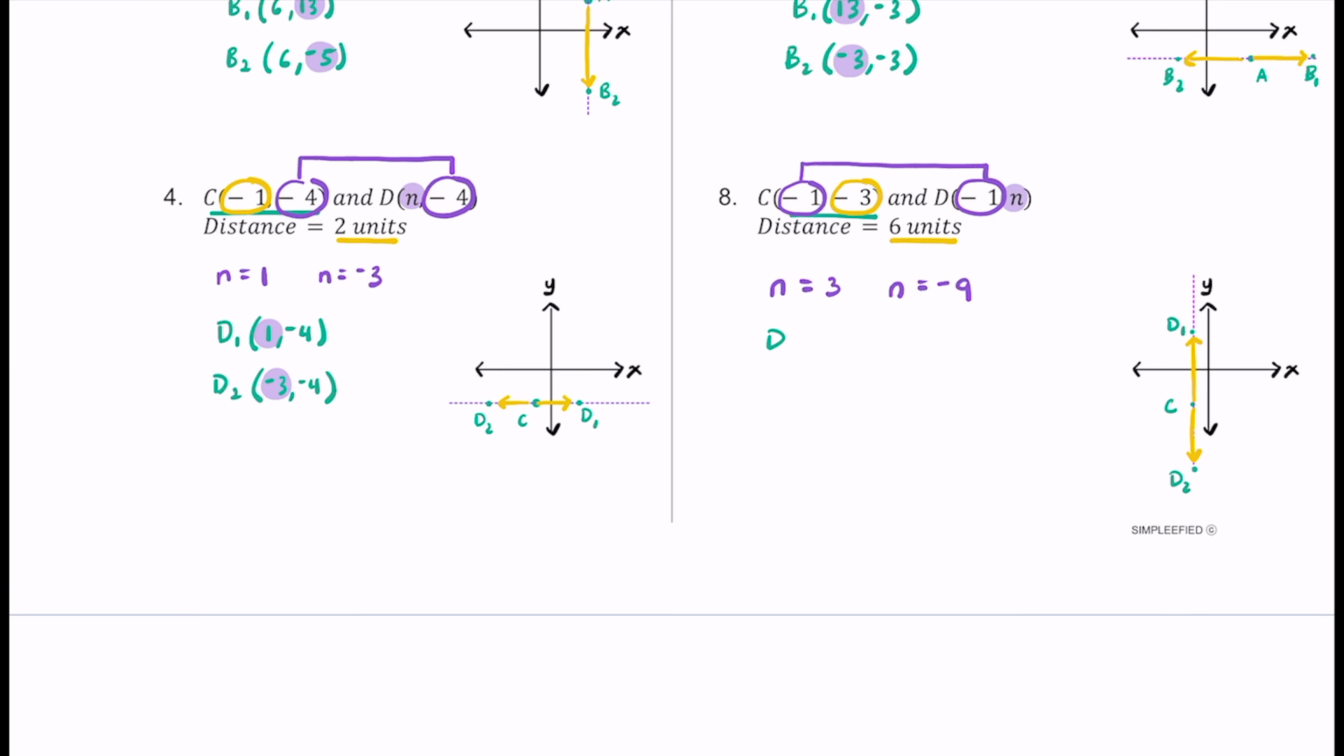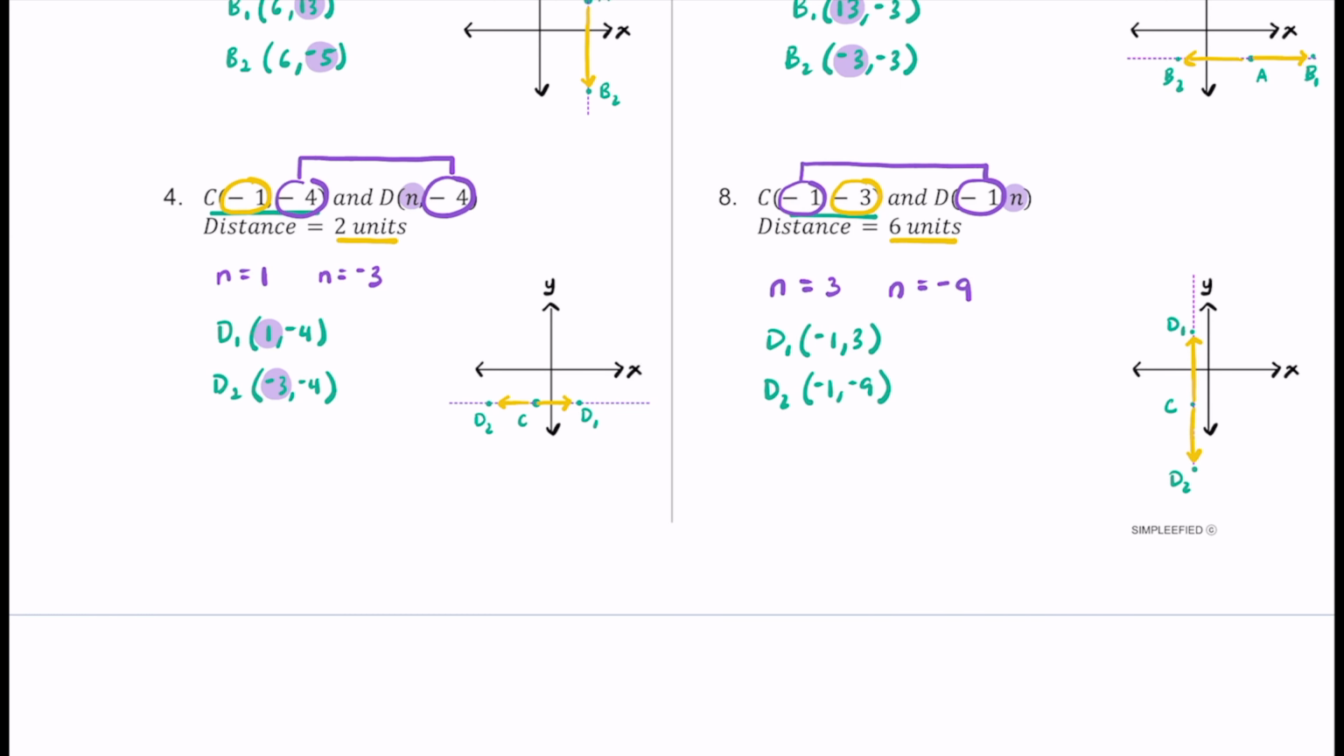Now we can go ahead and say, okay, D1, if we went up here, then D's coordinates would be located at (-1, 3). That's if we went up. And then for our second possible D location, if we went down, it would be at (-1, -9), right? So D1 here is going to be located over here in quadrant 2, and then D2 would be located down here in quadrant 3 if we went down 6 instead of up 6 units.